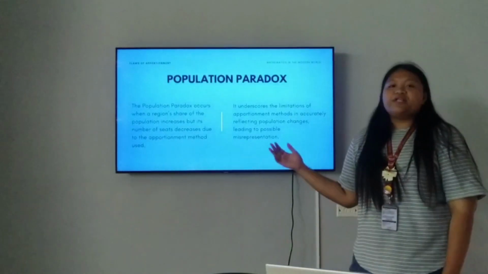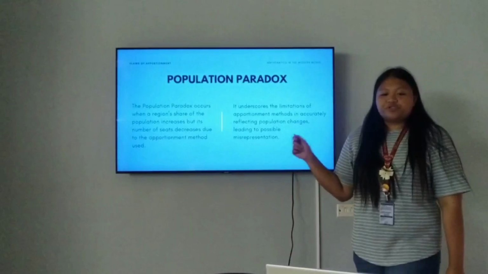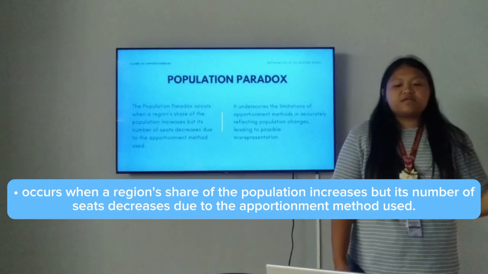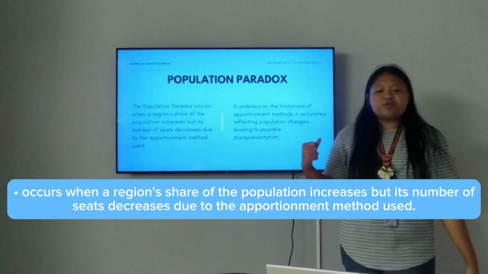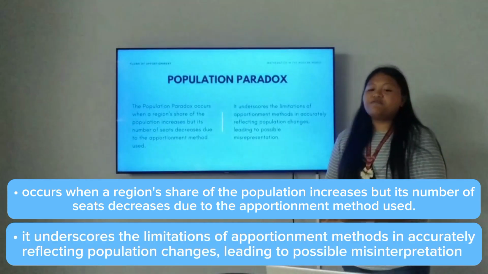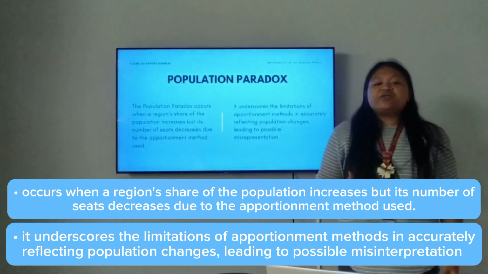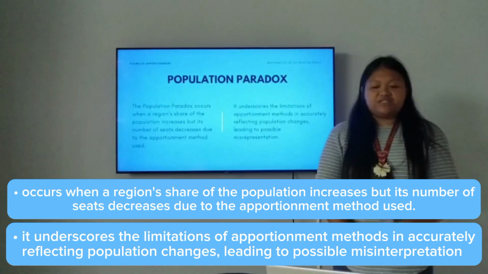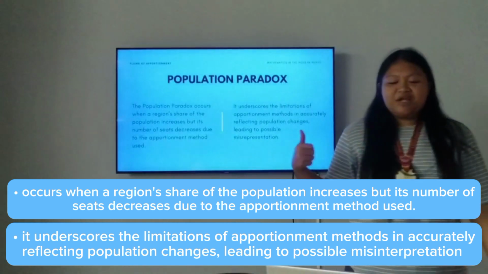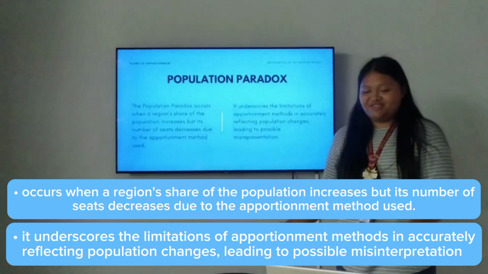Next, we have the population paradox. This occurs when a region's share of the population increases, but its number of seats decreases due to the apportionment method used. It underscores the limitation of apportionment methods in accurately reflecting population changes, leading to possible misrepresentation.